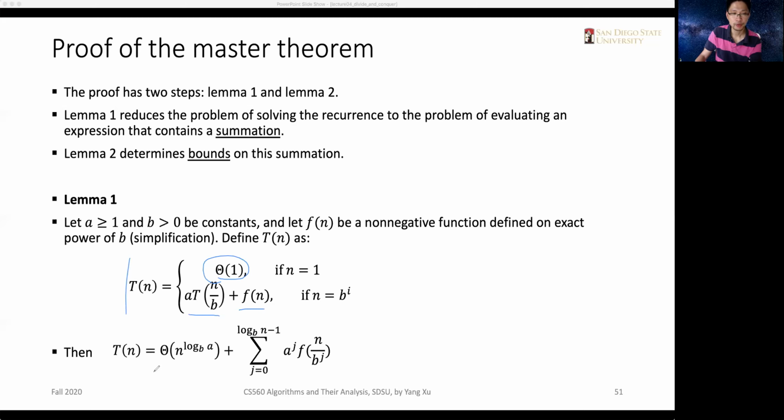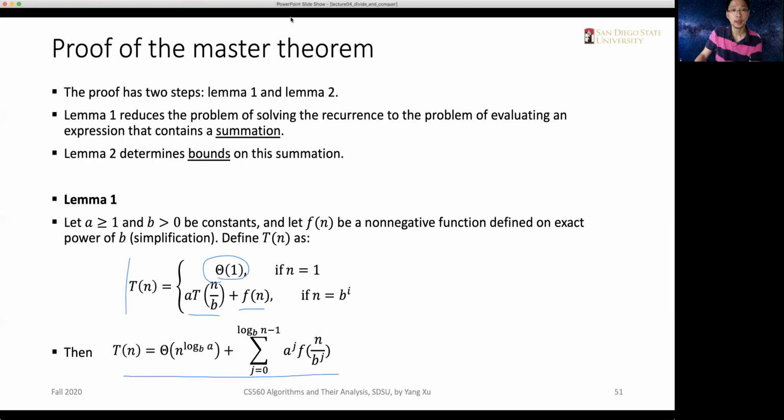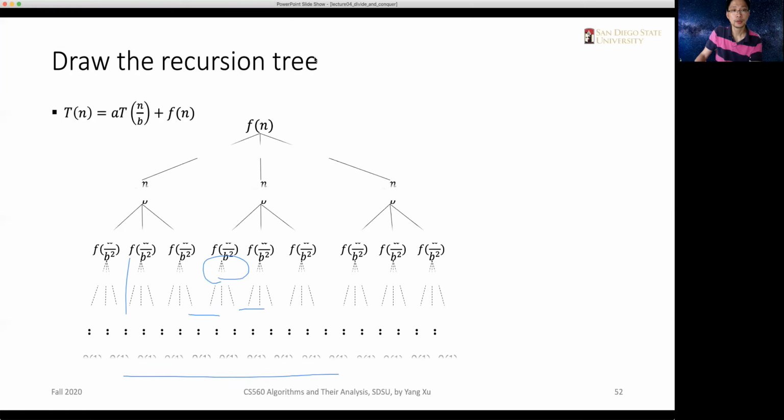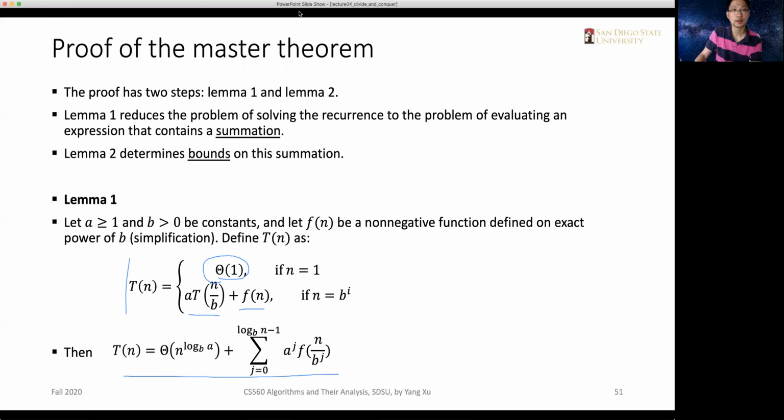Then lemma 1 says that if we have a recurrence in this form, then we can write the solution in this form. The solution has two parts. The first part is here, the polynomial function.